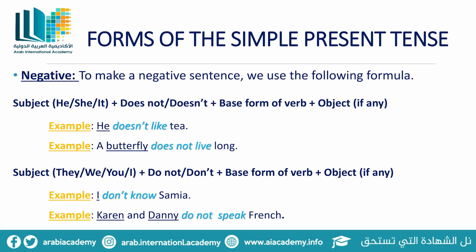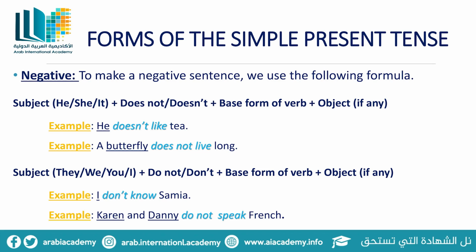For example, I do not know Samia. I is the subject. I added next to the subject do not, since the subject is I and I'm writing a negative sentence. Then we added the base form of the verb, which is know, and the rest of the sentence.